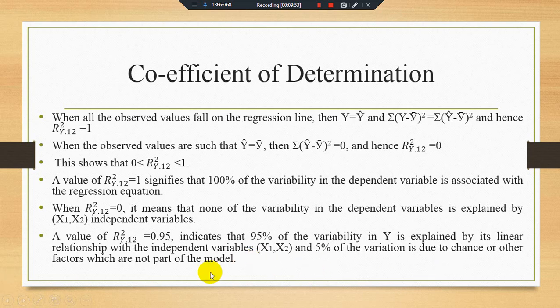Here we have a simple interpretation. A value of r square equal to 0.95 indicates that 95% of the variability in y is explained by its linear relationship with the independent variables x1 and x2, and only 5% variation is due to chance or other factors which are not part of the model. So the higher the value of r square, the more variability is explained by our independent variables.